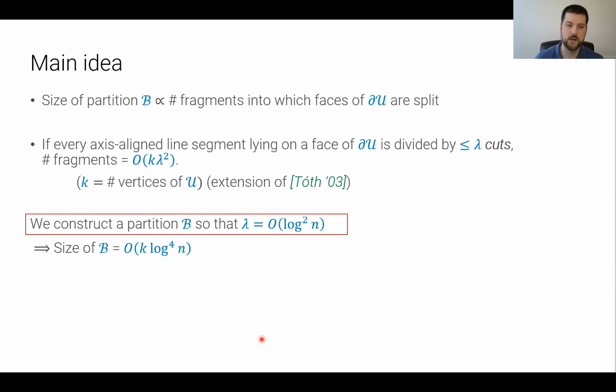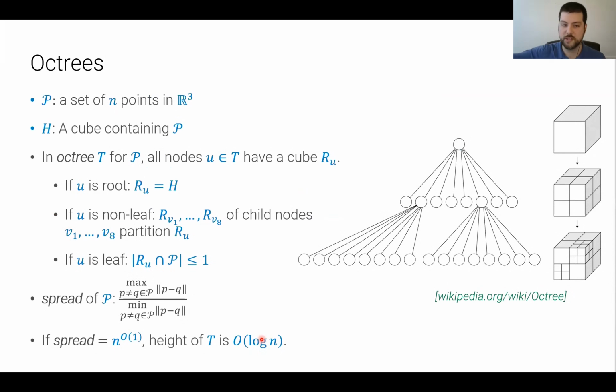So just to recap, that was the extension from Toth, and that leads us to desiring coming up with this partition B so that this lambda is bound by log square n. And so now we'll get into our actual algorithm. Our partitioning of the complement is itself going to be guided by another decomposition scheme, namely an octree, which I'm sure this audience is familiar with. So this is a hierarchical decomposition of the space represented by an 8-ary tree.